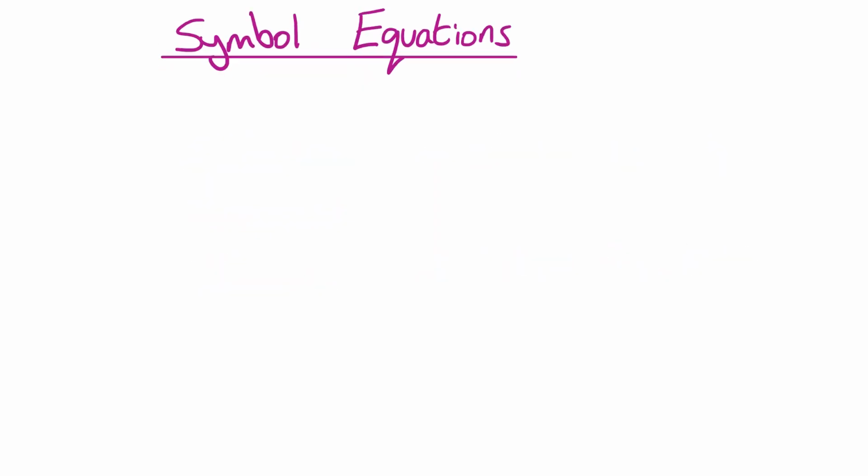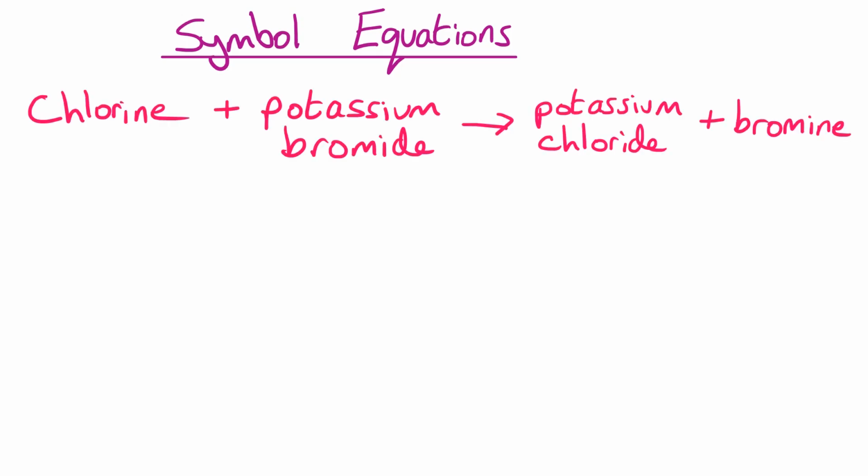Finally, we're going to try and write the symbol equations for some of these reactions. So if we take the first reaction we saw, which was chlorine and potassium bromide turning into potassium chloride and bromine, it's still worth writing the word equation first so you can sort out where everything needs to go. So chlorine is Cl2. All of the halogens form what we call diatomic molecules. That means 2 atoms forming 1 molecule. So chlorine will be Cl2. Bromine will be Br2, iodine will be I2, etc.